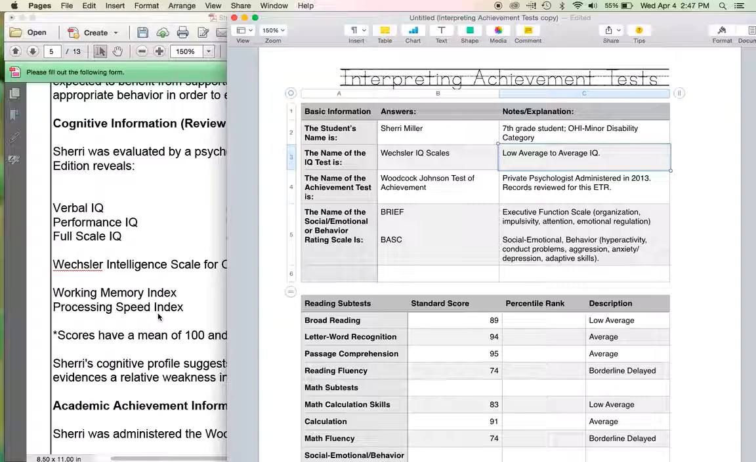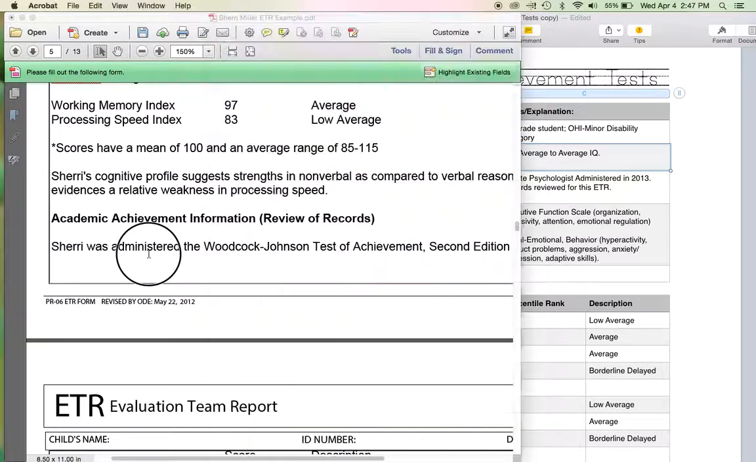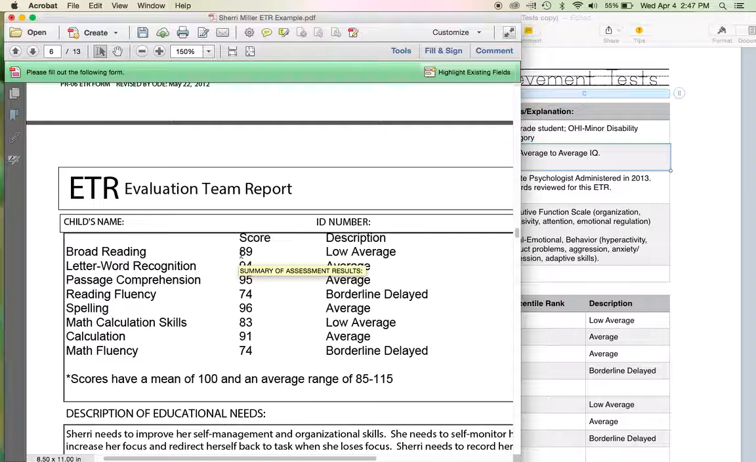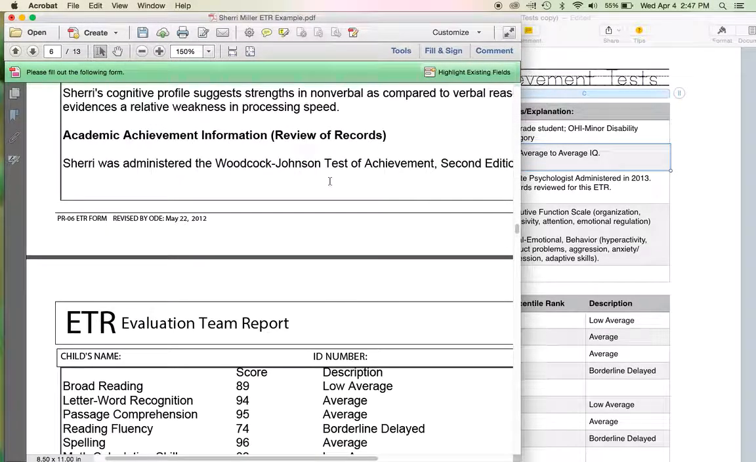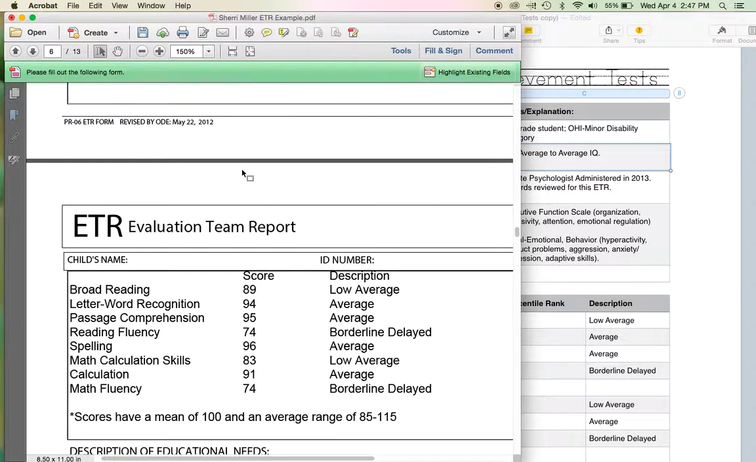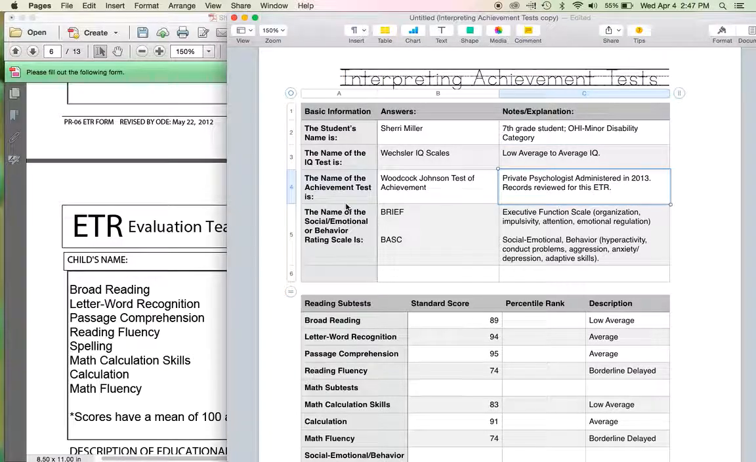Looking at the name of the academic achievement test that was given, she did receive the Woodcock-Johnson test of achievement. So this is the test that looked at the areas of reading, math, and writing for Sherry. So I would just read the description of that. This was just a record review, so it's fairly brief, but usually the description of the test would be a little bit more lengthy. But anyway, I would just note the achievement test, and you might want to write reading, math, or writing if you just need that reminder.